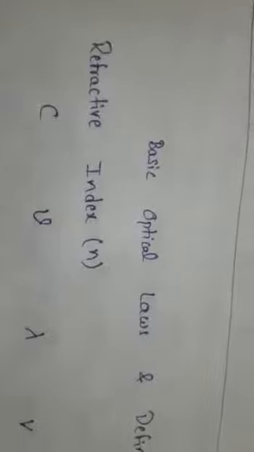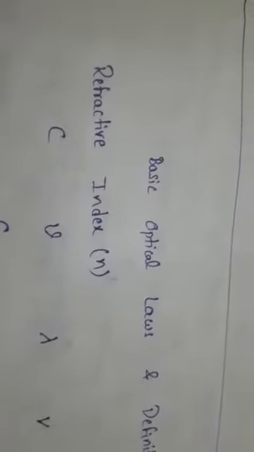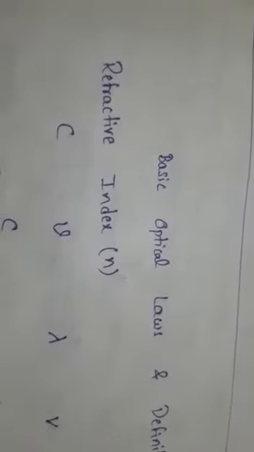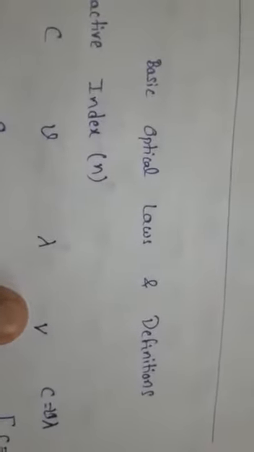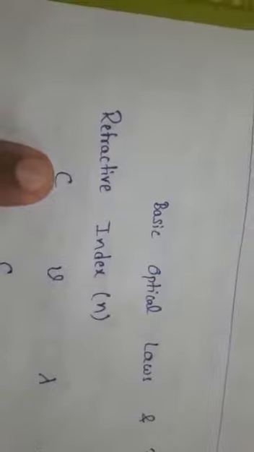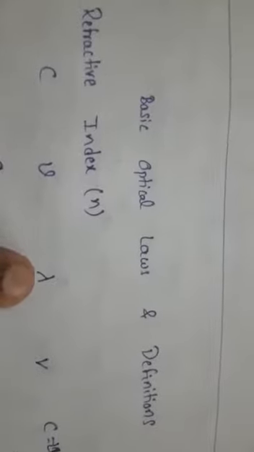Whenever this light in free space enters another material, that is a dielectric material or non-conducting material, its speed changes. That speed is v. Here c is the free space speed of light, nu is the frequency, lambda is the wavelength, and the speed changes to v when it enters a dielectric material.